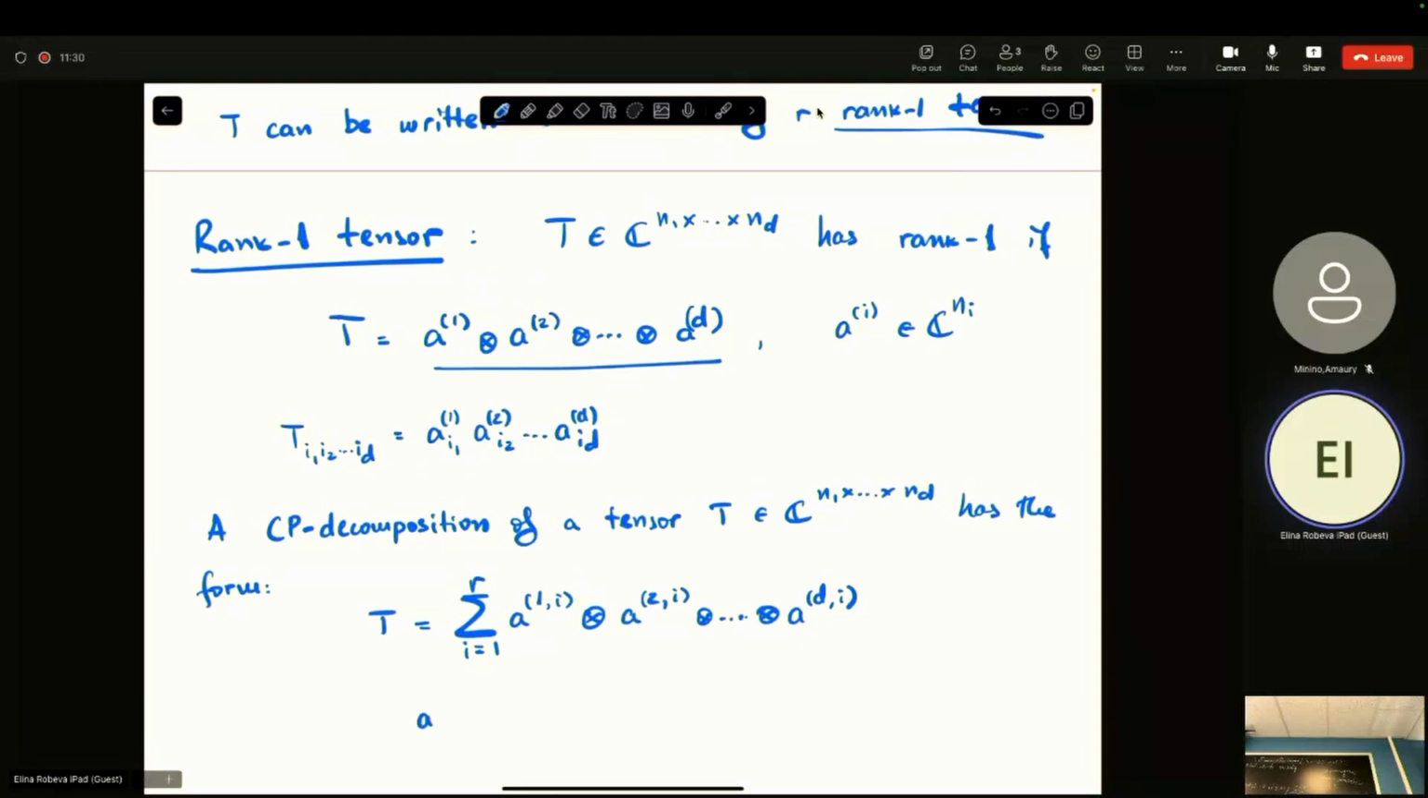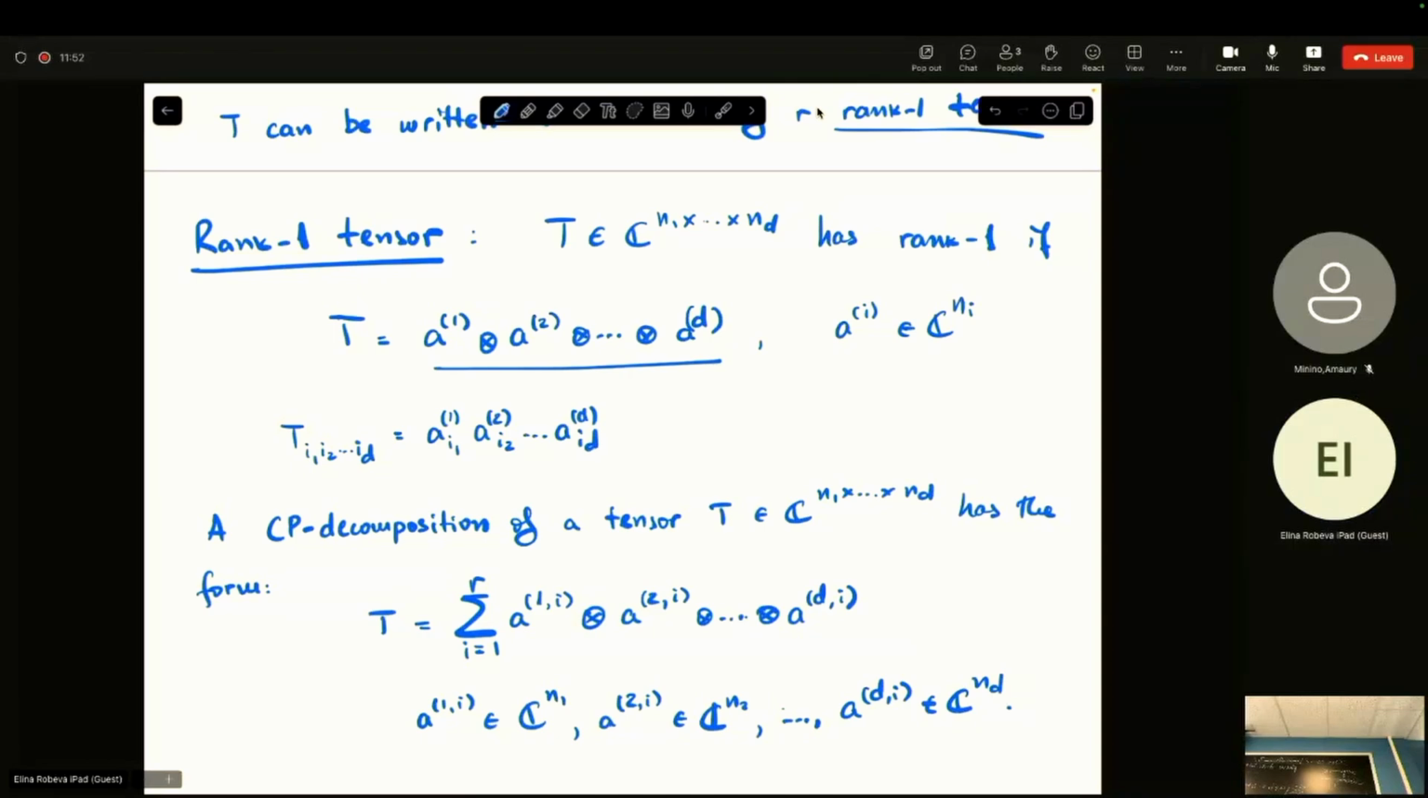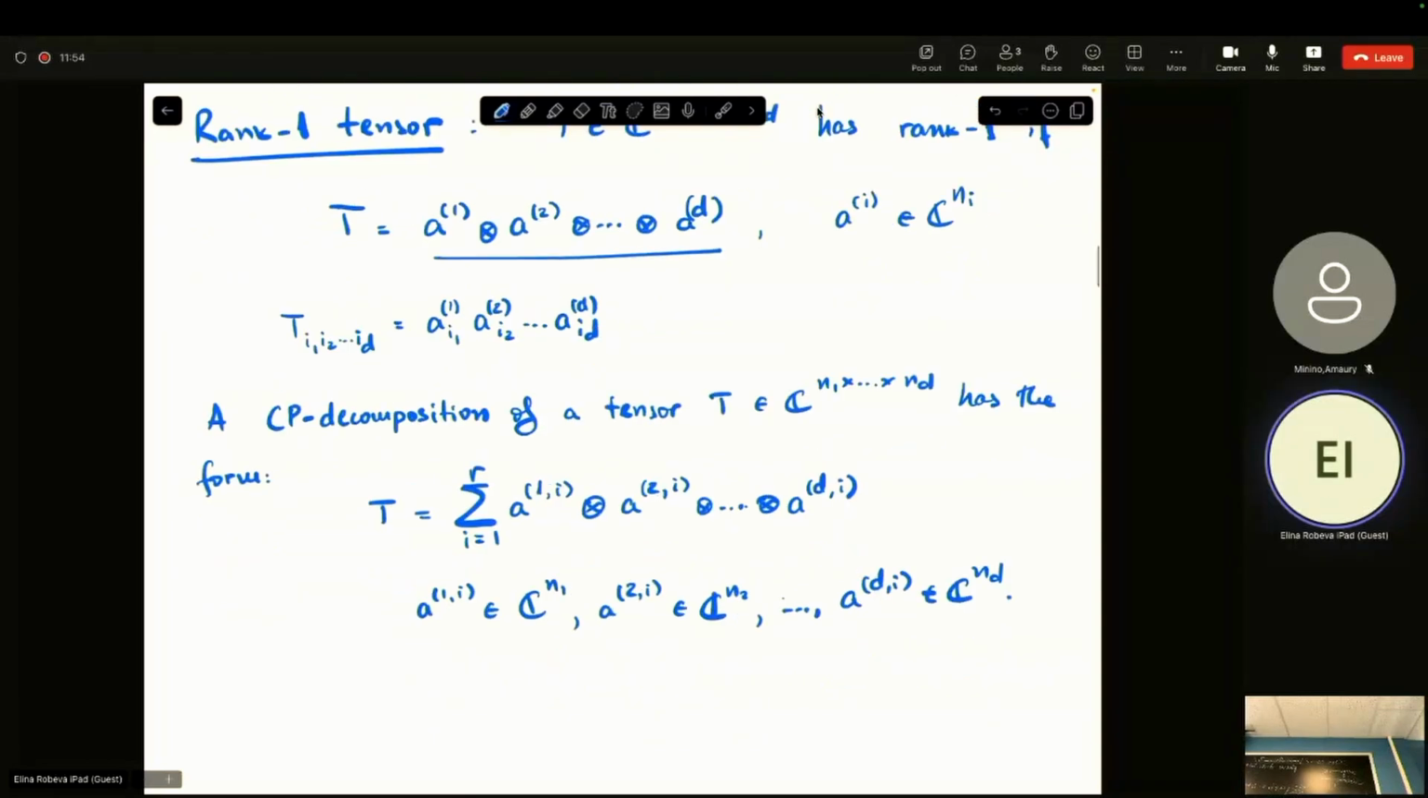So here A1I is in C, I mean, it could be R. In fact, we'll talk about this on Friday. A2I is in C to the N2. ADI is in C to the ND. So this is a CP decomposition.